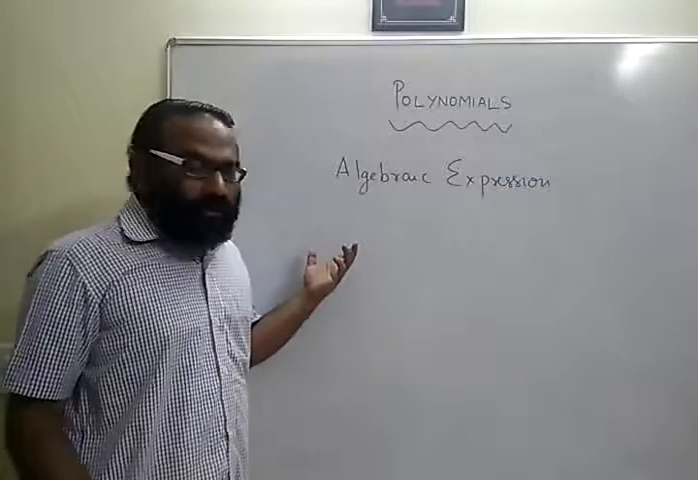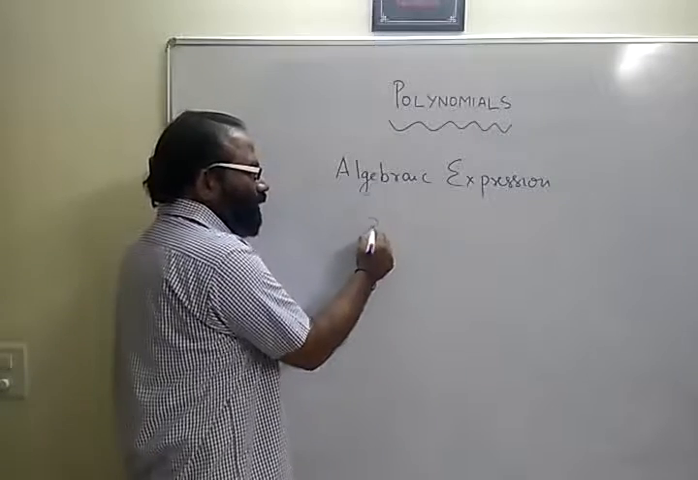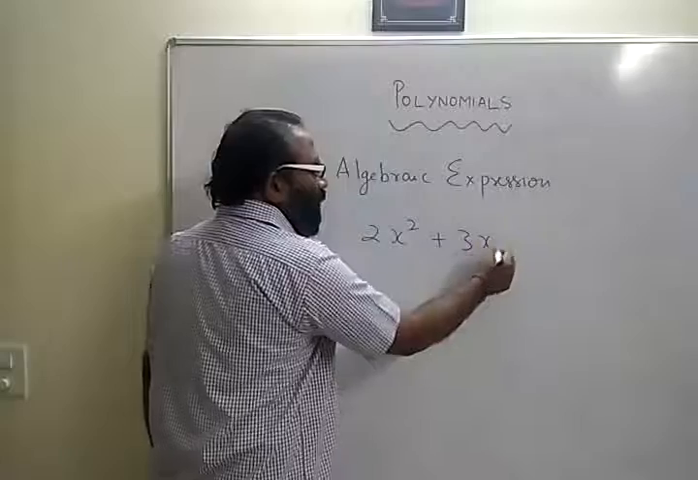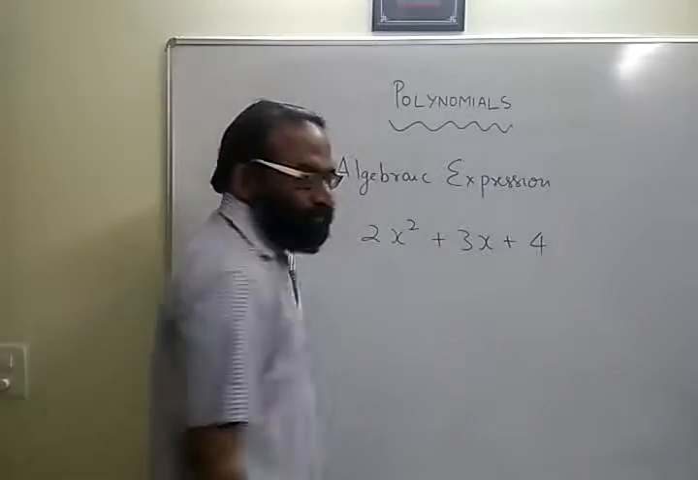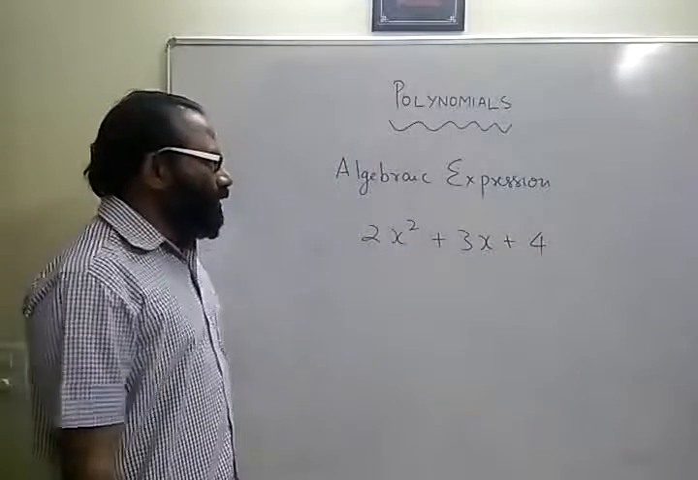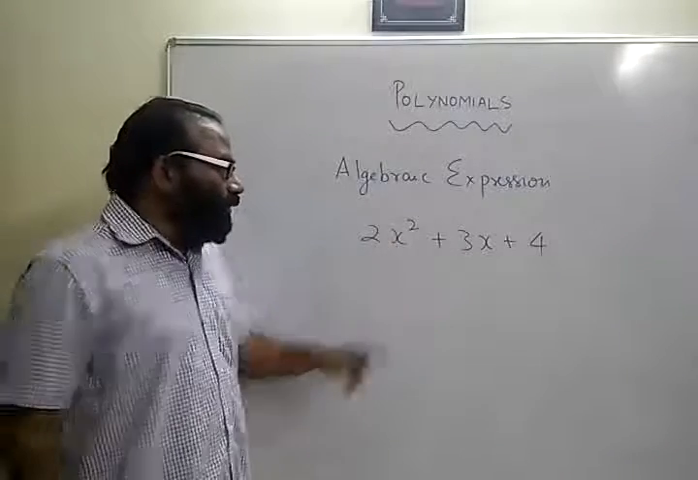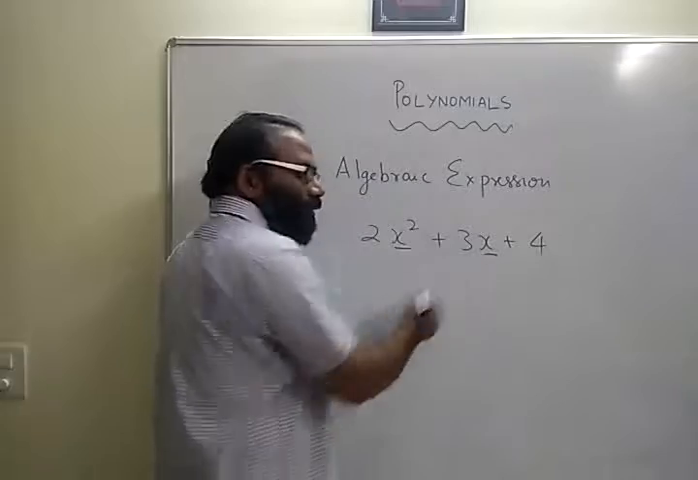An expression looks something like this. Suppose you have 2x squared plus 3x plus 4. Okay, so this is it. What are the variables in this? The variable is x.